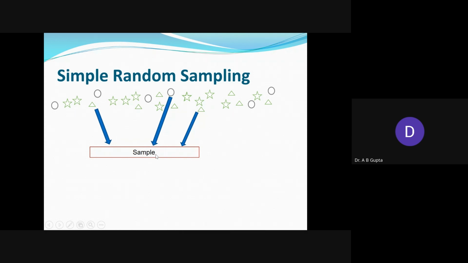So randomly, I'm selecting any item. If I want to select three items, I select three items in the sample. If I want to select five items, I select five items. But in simple random sampling, every element has an equal probability of getting selected.